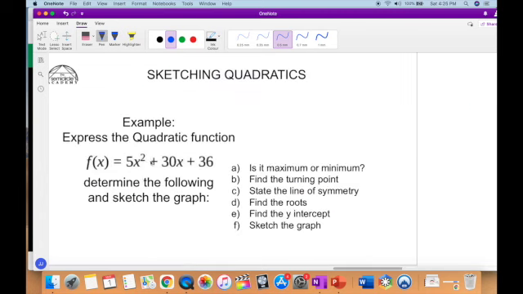I'm waiting. And you can see a is not equal to 1, so factorizing might give you some problems. I would suggest that you find the roots by completing the square. So you have this quadratic equation. Answer the question: is it a maximum or minimum? What is the turning point? State the line of symmetry. Find the roots. Find the y-intercept, and hence sketch the graph. I'll give you all 5 minutes.